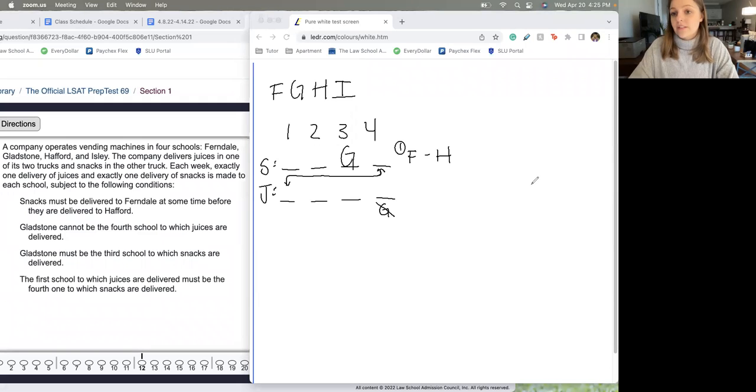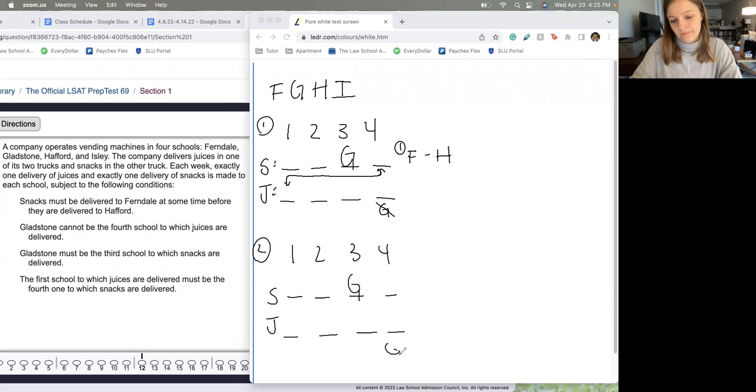And based on the rule that F has to go before H, there's only 2 spots where F can go. F can go in either 1 or 2. Can't go in 3 because G is there, and it can't go in 4 because I have to have a space for H after it. So I'm going to break this up into 2 worlds. In one of my worlds, I'm going to put F in 1, and in the other I'm going to put F in 2. And those are the only 2 places that F can go. So I don't have to think about that F anymore on my snack line, which is nice.